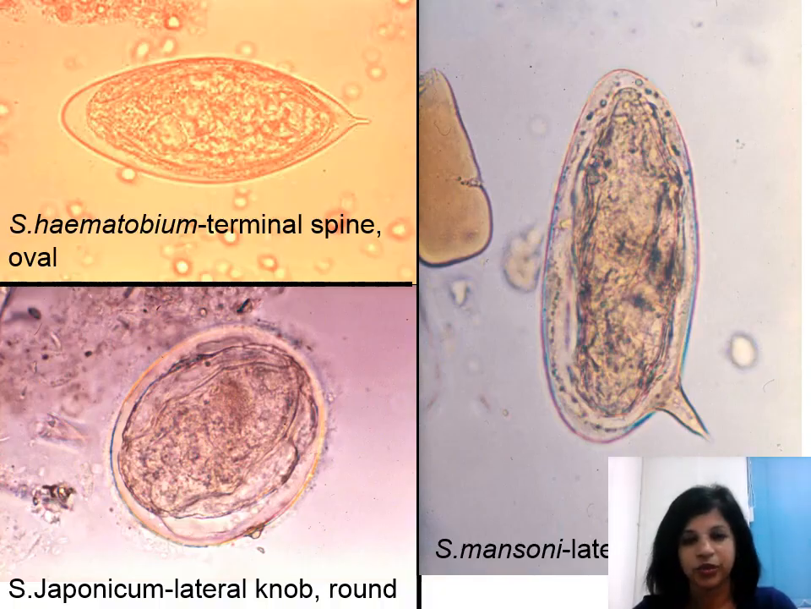Now this slide is showing you a comparison of the Schistosoma eggs. Out of the three, I told you Schistosoma haematobium, which has a terminal spine, is found in urine, and the other two, Schistosoma japonicum and Schistosoma mansoni, are found in fecal samples. So japonicum has a lateral knob, and mansoni has a lateral spine. So with those knobs and spines, you differentiate each of the species of Schistosoma.